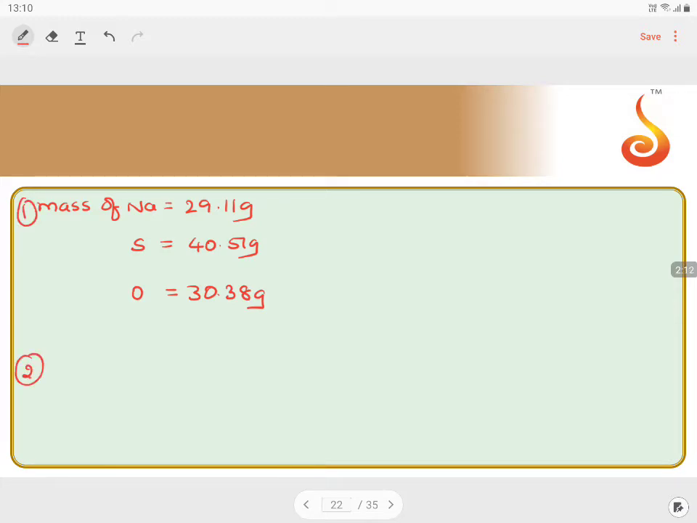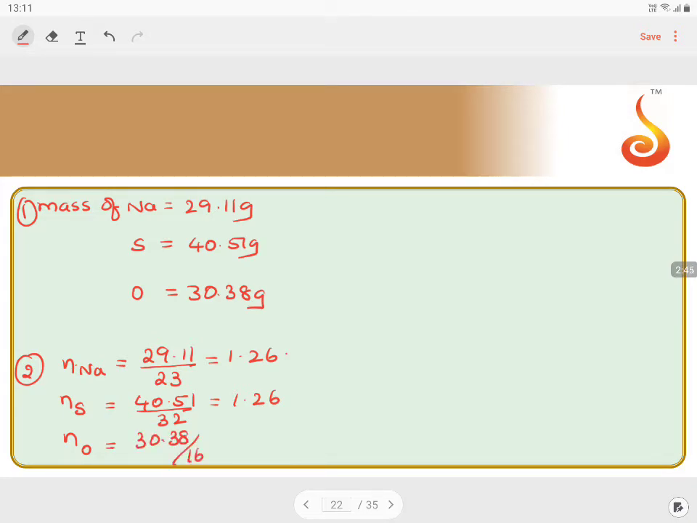Second step, number of moles of sodium is equal to 29.11 by 23, which is equal to 1.26. Number of moles of sulfur is equal to 40.51 by 32, which is equal to 1.26. Number of moles of oxygen is equal to 30.38 divided by 16, which is 1.89 moles. So we got this in moles.